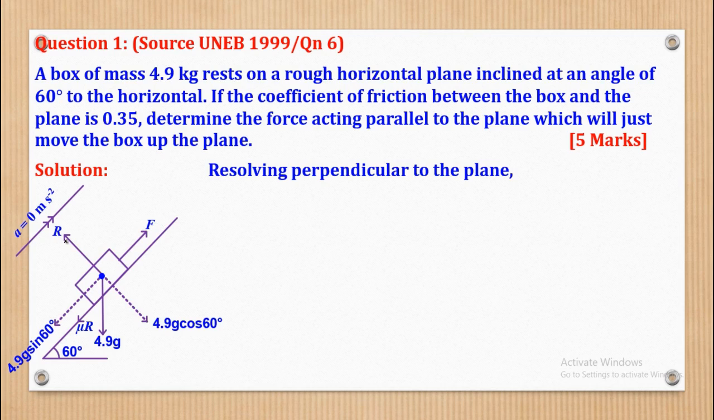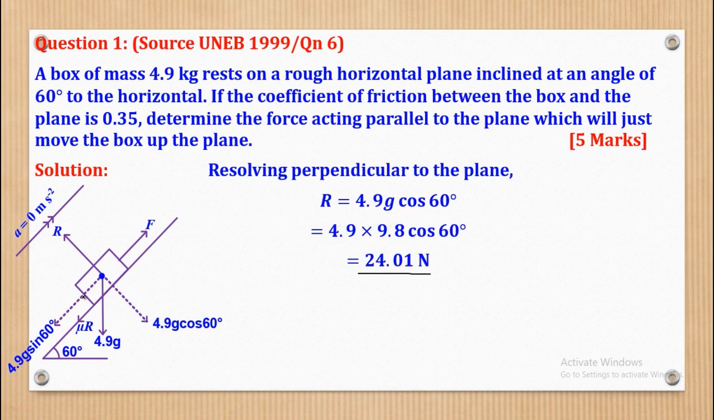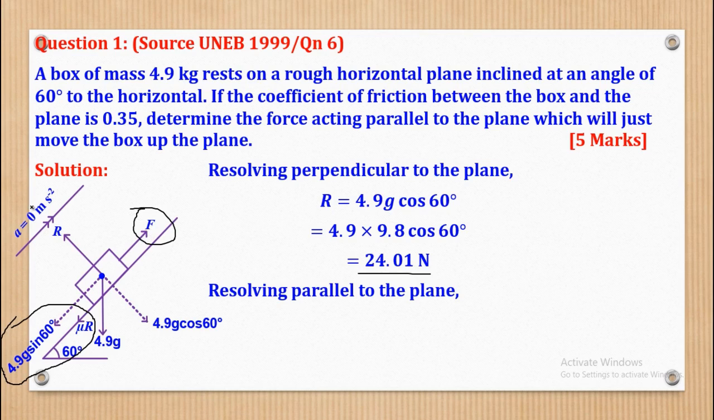Now when I resolve perpendicular to the plane, I realize that R is equal to 4.9 g cos 60 degrees. With g as 9.8, R is equal to 24.01 newtons. The next will be resolving parallel to the plane. Parallel to the plane, these two forces will be equal to this force, because acceleration is 0, therefore this minus this is equal to 0, implying that F is equal to 4.9 g sin 60 plus mu R.